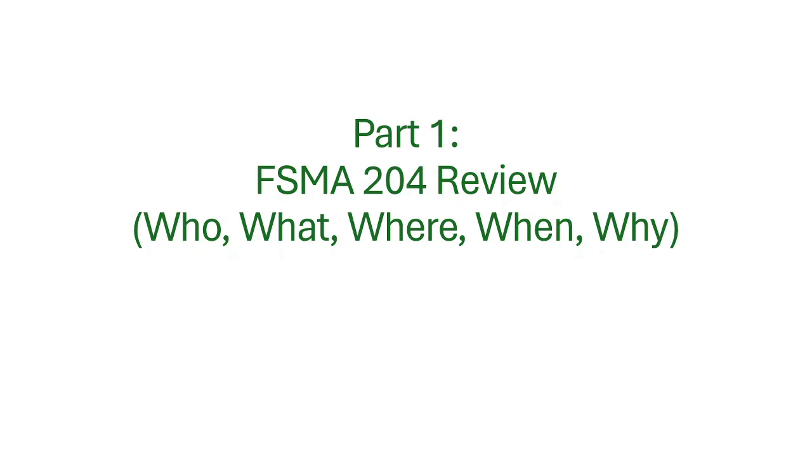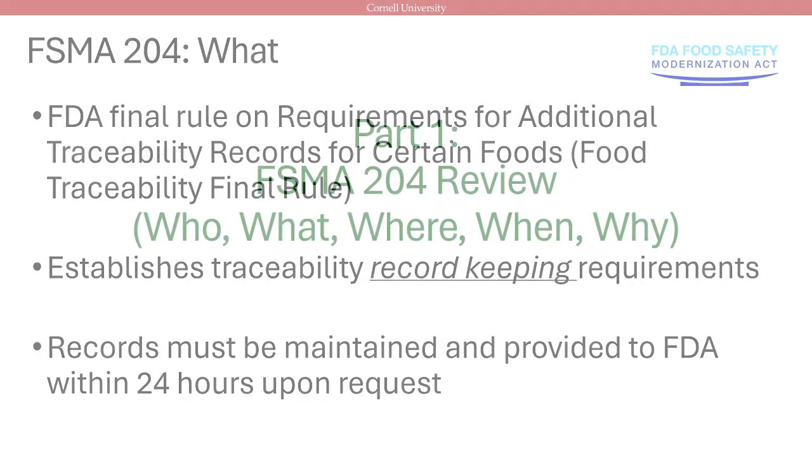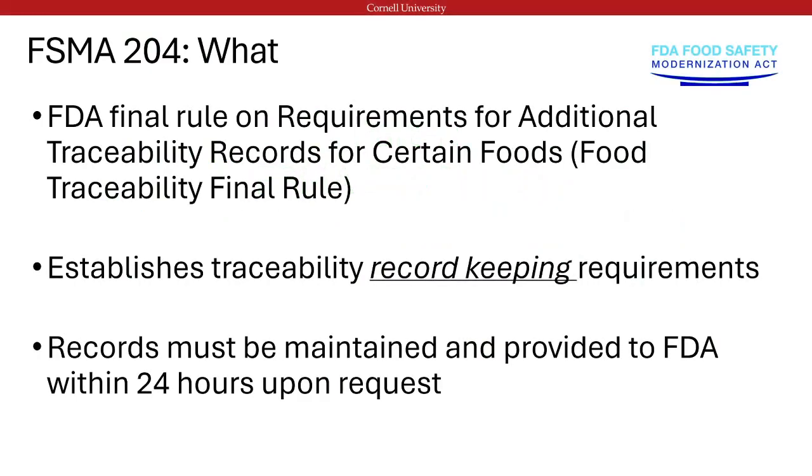So part one, this is the who, what, where, when, and why of FSMA 204. So what is FSMA 204? Well, it's a Food Safety Modernization Act stipulation. Essentially, the FDA came out with a final rule on the requirements for additional traceability records for certain foods, otherwise known as the Food Traceability Final Rule.